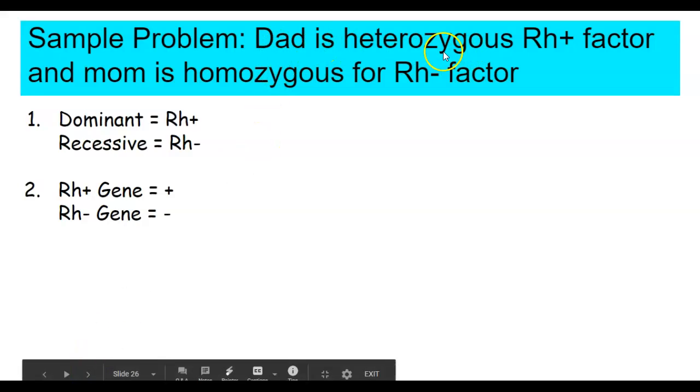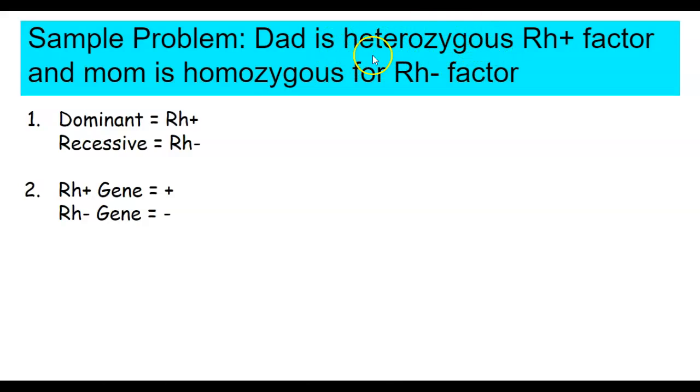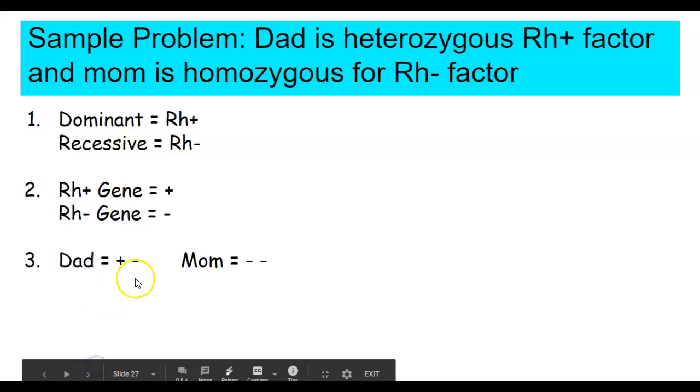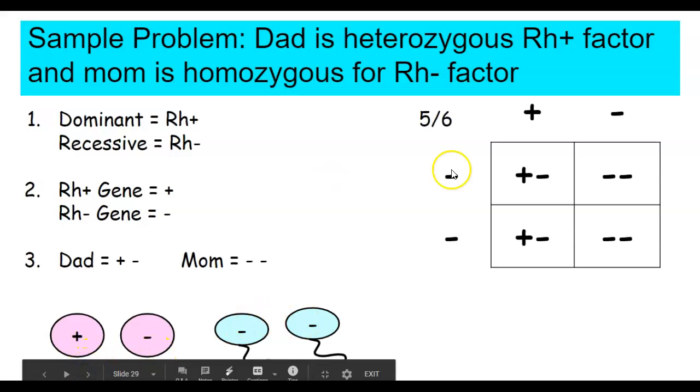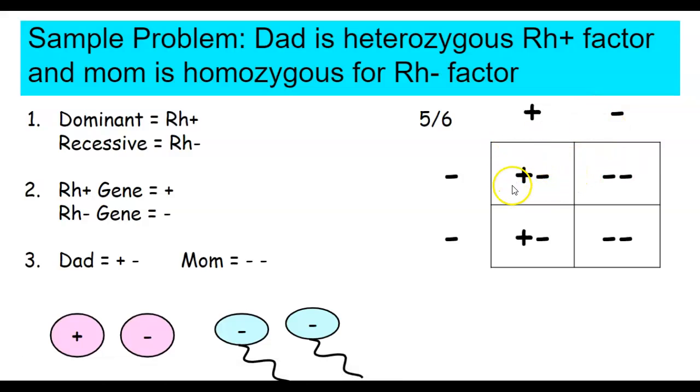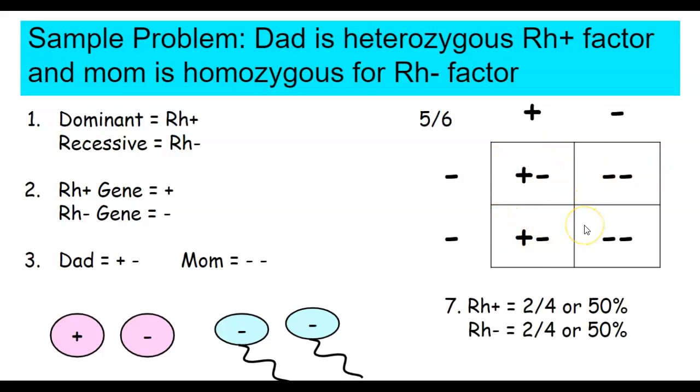So what's dad going to be? He's heterozygous, meaning one of each, right? So he's going to have a plus and a minus. Mom is homozygous, meaning she's got two of the same, so she'll have two minuses. Okay, so plus minus, minus minus. Each of them goes into the sperm and the egg, okay? And then we do our Punnett square. We can just use pluses and minuses here, okay? So if it's got a plus and a minus, is it going to be plus or is it going to be minus? Which one's dominant? It's going to be plus, right? Rh positive. And if it's minus, it's going to be Rh negative. So here we have two that are going to be positive and two that are going to be negative.